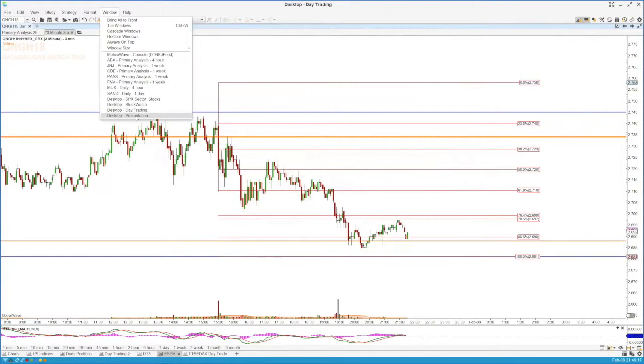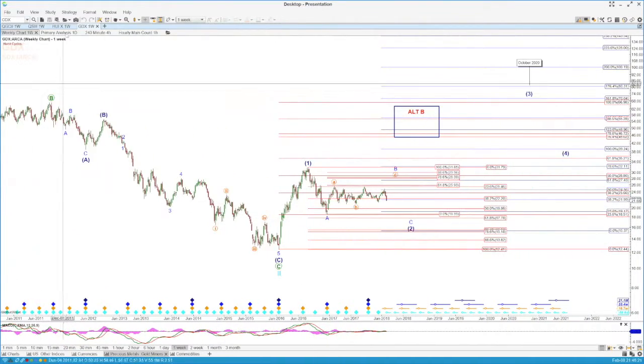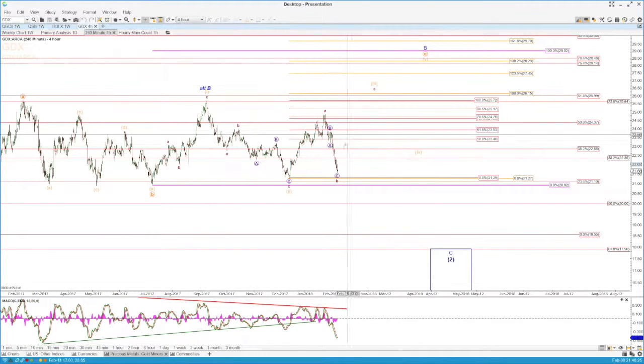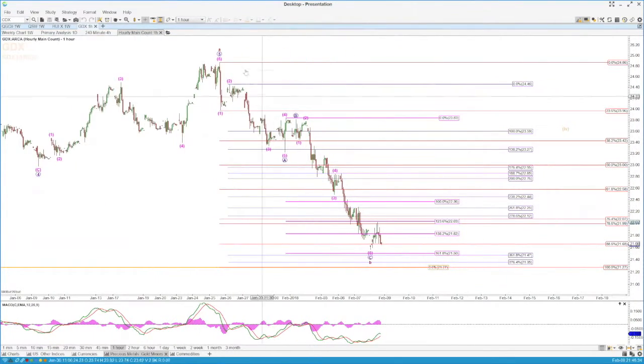Precious metals and miners next. So GDX, I'm just going to go straight to the 240-minute chart. Now, is this B and we come up here? Or is something else playing out? And if I come down to the hourly chart, that doesn't help a lot either. I've either got an A, B, C, or a 1, 2, 3.